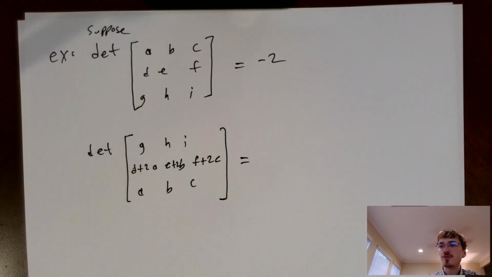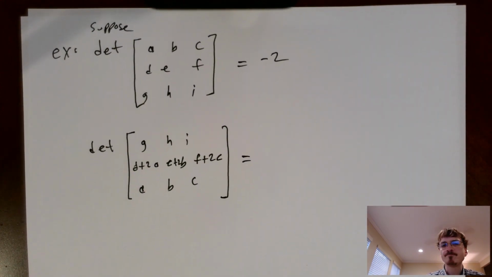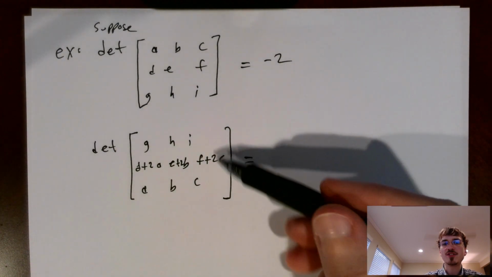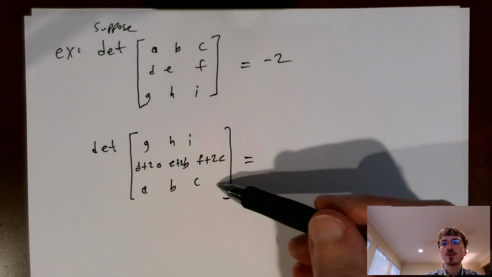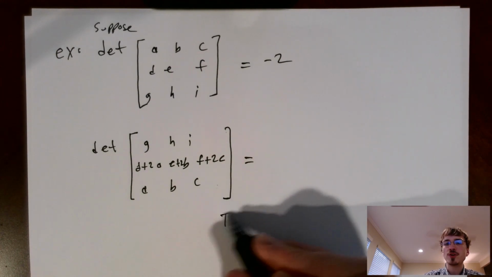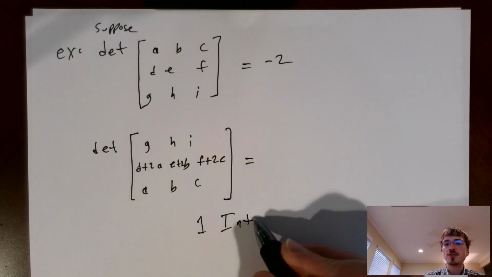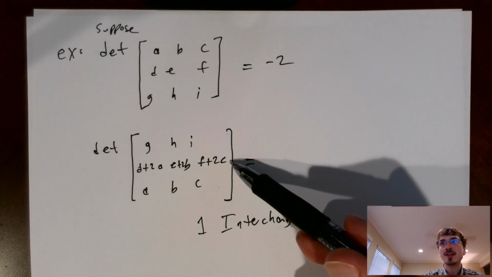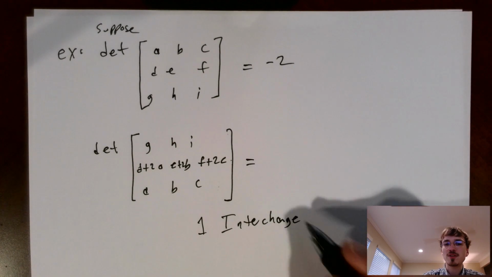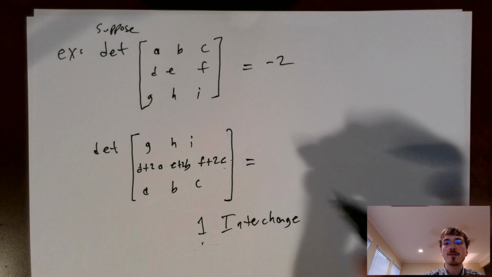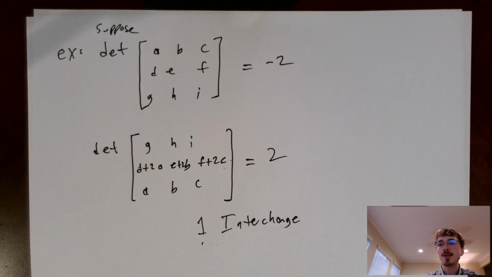Pause the video and see if you can figure this out for yourself. So what has been done to this matrix? I see that I have swapped the first and last rows. So it's going to pay the price of a negative, right? So I've interchanged rows. So we've done one interchange. And we took a multiple of one row and added it to another one, which does nothing for us, right? So the only thing that I need to account for is this one interchange, because this doesn't do anything. So I have 2.